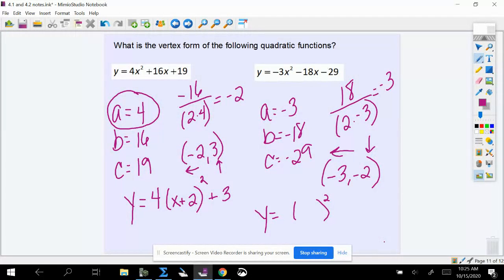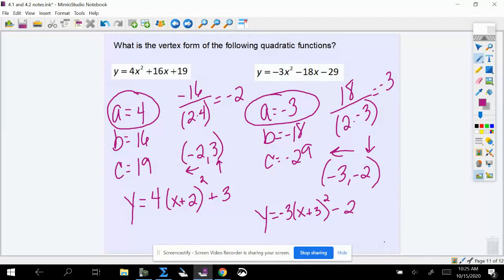So to go left 3, I need to put an x plus 3 in my parentheses that's being squared. To go down 2, I need to subtract 2 on the end. And then finally, I need to fill in my A value, which I knew all along is negative 3. And that's going to go right in front. So that's how we go from standard form to vertex form.